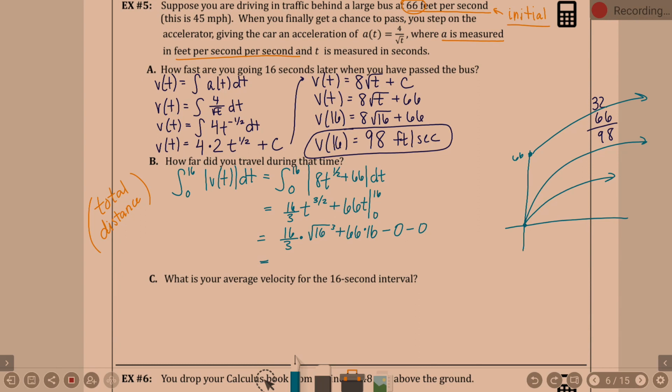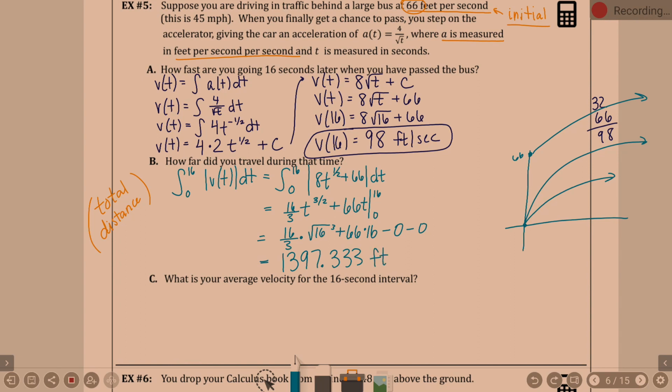1,397.33. Calculator says 1,397.333 feet. You basically drag race this bus, because the drag race is a quarter mile and that's 70.